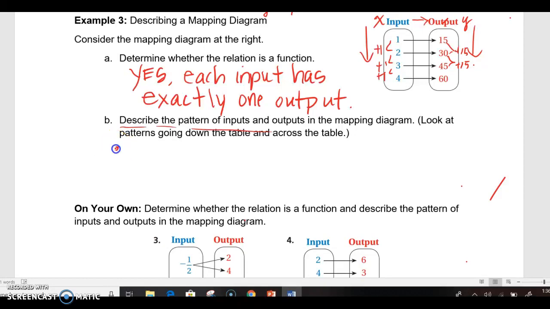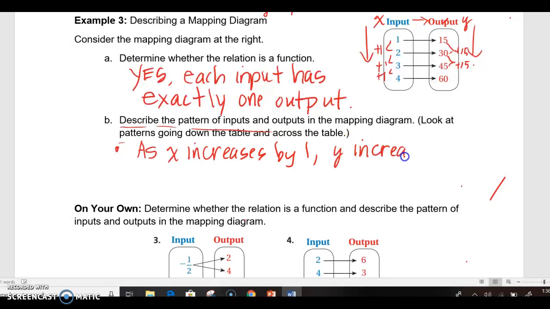So one way to describe the function in words is as x increases by 1, y increases by 15. You could also use the words input and output: as the input increases by 1, the output increases by 15. Okay, so the second thing we're going to do is look across the table.